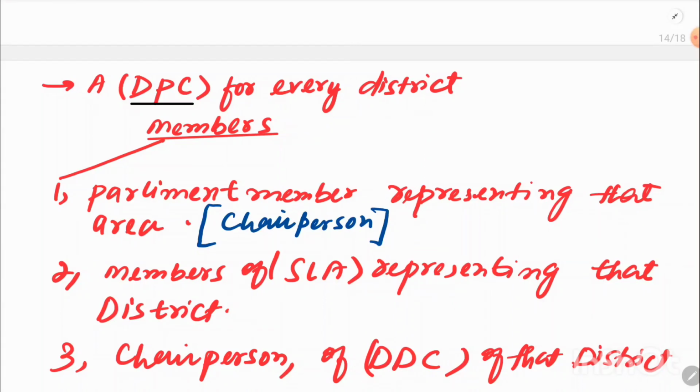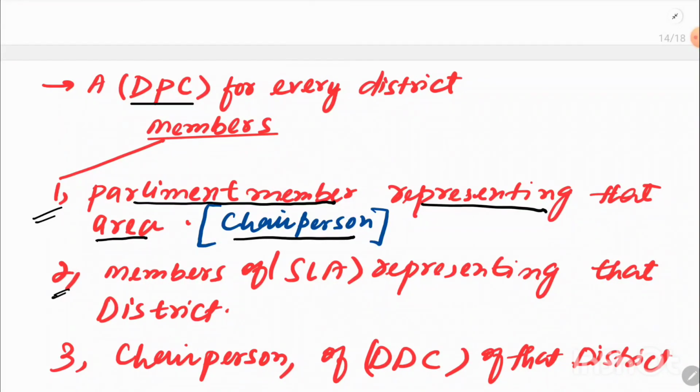And when there's a District Planning Committee, it will consist of some members, okay? And who shall be the members of this District Planning Committee? Let's learn about them. First, District Planning Committee should have a Parliament member as its chairperson. Only that parliament member who is representing that very district or that very area, okay? So first, a parliament member will be the member of district planning committee and he shall also be the chairperson of it, but he should belong to that area or he should represent that area or district, okay?